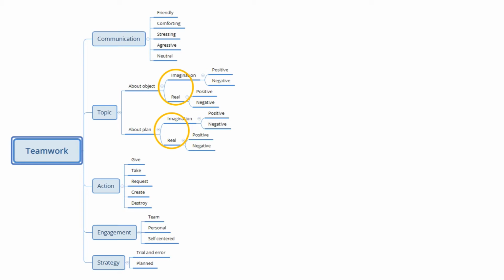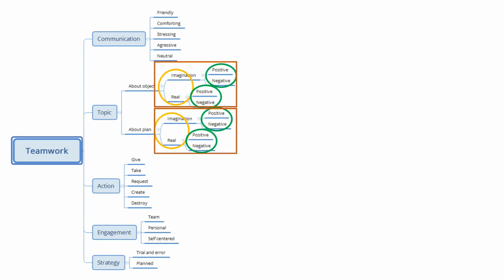Imagination and real are attached two times as subcodes to about object or about plan. So the people are talking about an object, and the object is real, or what they're saying is in reality, and they're saying something positive, for example. Also, those positive and negative codes are defined multiple times, and that doesn't make sense, because at the end of the day, your coding system needs to be easy to use, small and simple, because you have a limited amount of time and you have a limited amount of keys on your keyboard. That's why I would take a look at those replications, remove them, and turn them into new classes.